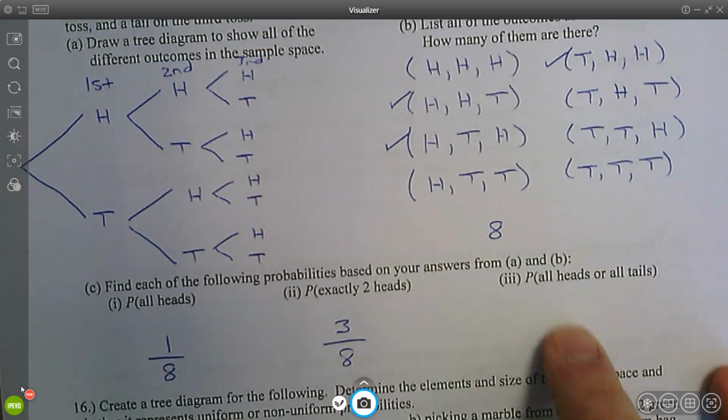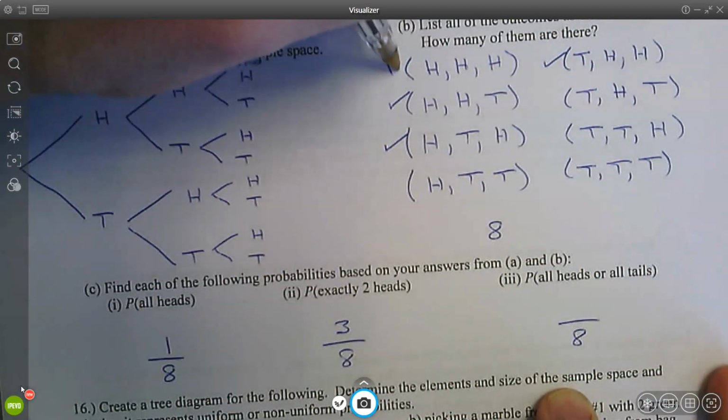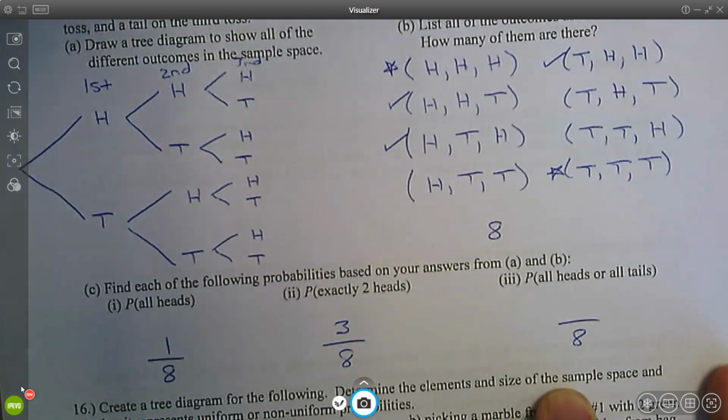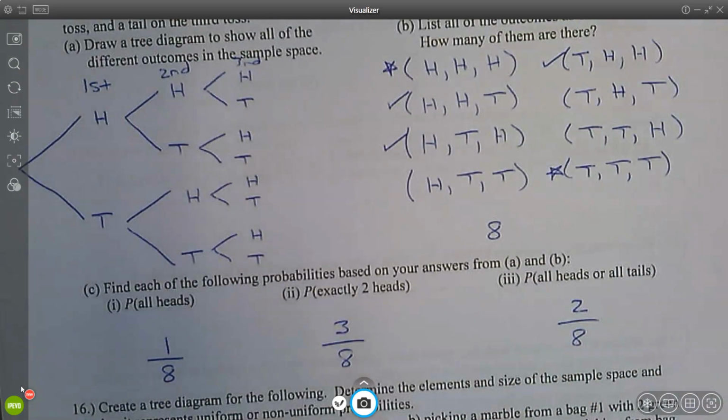What's the probability you get all heads or all tails? So out of the 8, all heads shows up here. All tails shows up here. We want to get all heads or all tails. There's 2 possibilities out of the 8.